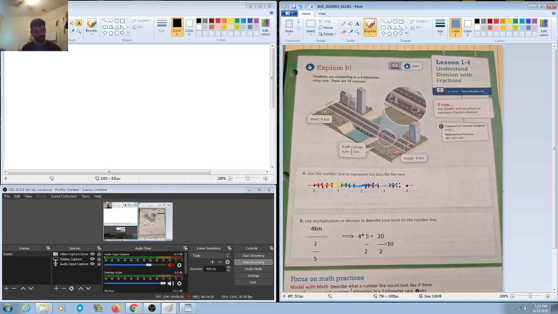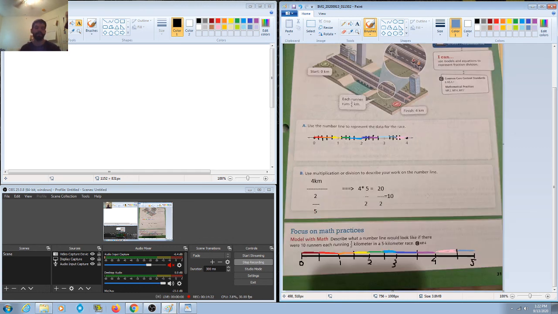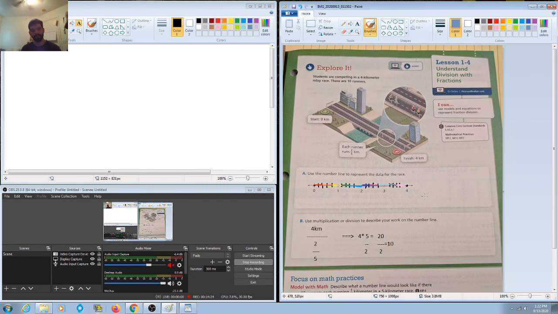Alright, so this is our introductory activity for lesson 1-4, Understanding Division with Fractions. We talked a little bit about what we're going to be looking at in the insider look: multiplying fractions by whole numbers, and dividing whole numbers by fractions using the reciprocal. These are the topics that we're going to be looking at in our forward lessons.